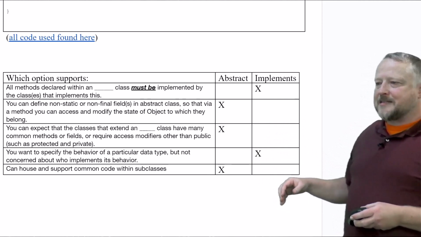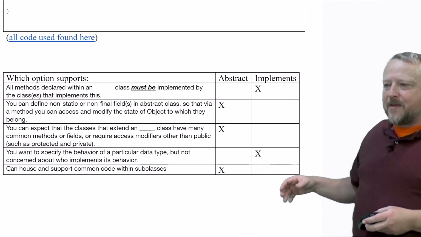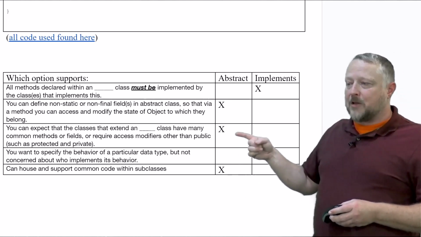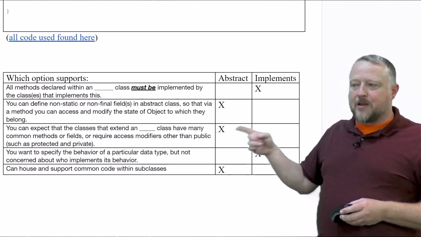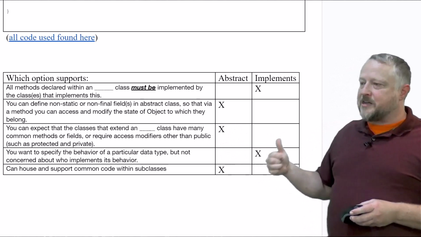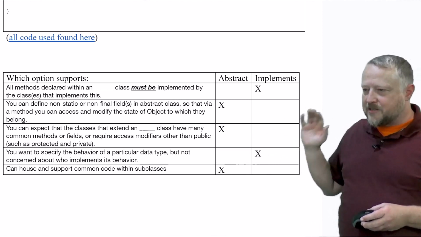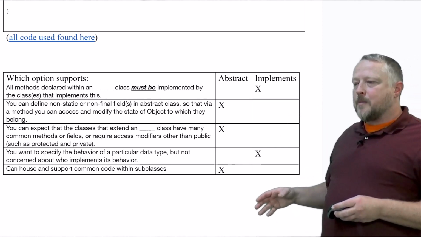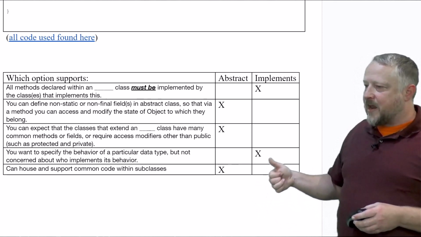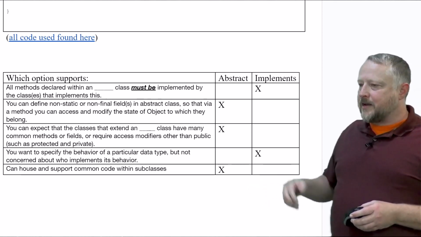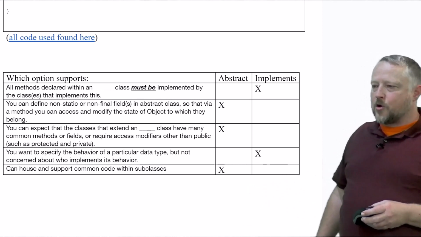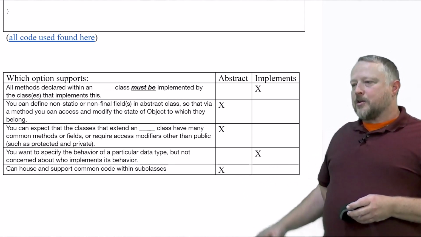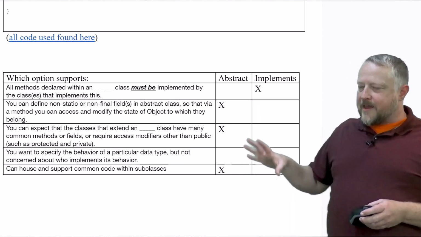You expect that the classes that extend the blank class have many common methods or fields or require access modifiers other than public. As soon as you see something other than public, you know it's an abstract because by default, implements all that is public. You want to specify the behavior of a particular data type, but not concerned about who implements its behavior. That's implements. And then can house and support common code with subclasses. That's really going to be abstract. So those are your answers for all of that.